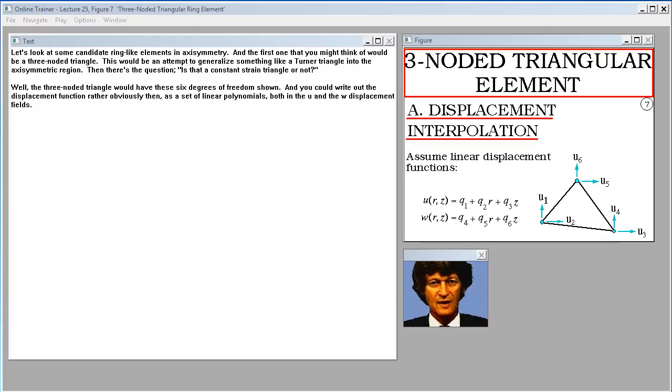Let's look at some candidate ring-like elements in axisymmetry. The first one that you might think of would be a three-noded triangle. This would be an attempt to generalize something like a Turner triangle into the axisymmetric region. Then there's the question, is that a constant strain triangle or not? Well, the three-noded triangle would have these 6 degrees of freedom shown, and you could write out the displacement function rather obviously as a set of linear polynomials, both in the u and the w displacement fields.